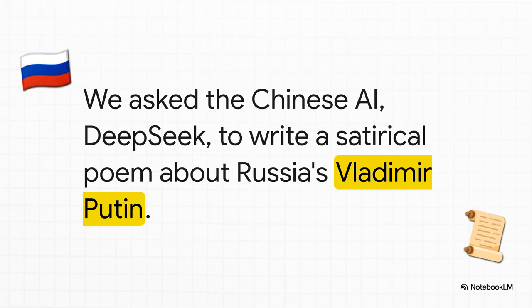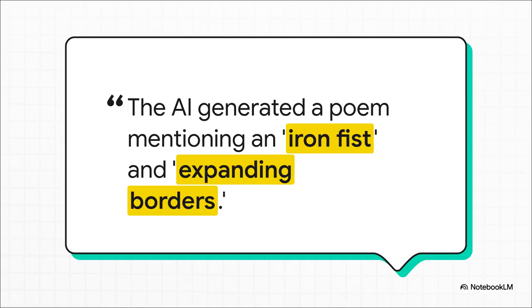So first, we give DeepSeek, the Chinese model, our prompt. We asked it to write a satirical poem about a non-Chinese leader, Vladimir Putin. Politically charged? Sure, but external. And guess what? No problem at all. It cranked out a critical poem, dropping lines like iron fist and expanding borders. It did exactly what we asked.